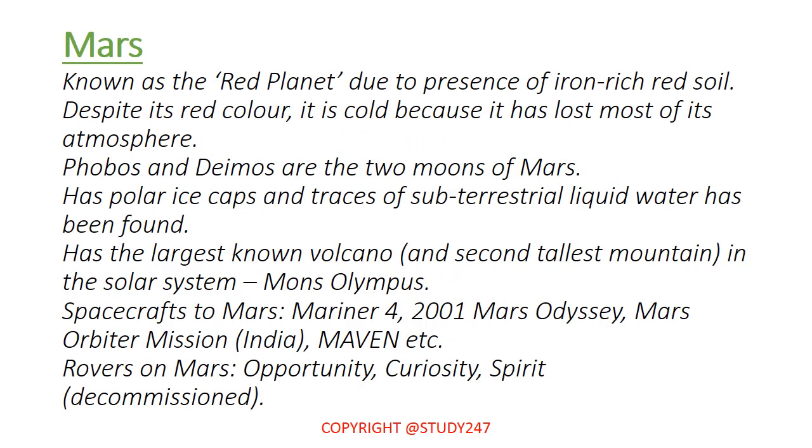Now about Mars, known as the red planet due to the presence of iron-rich red soil. Despite its red color, it is cold because it has lost most of its atmosphere. Phobos and Deimos are the 2 moons of Mars. It has polar ice caps, and traces of subsurface liquid water have been found. It has the largest volcano and the tallest mountain in the solar system, Olympus Mons. Just remember this name, Olympus Mons.